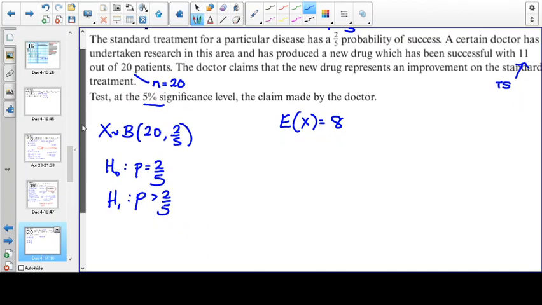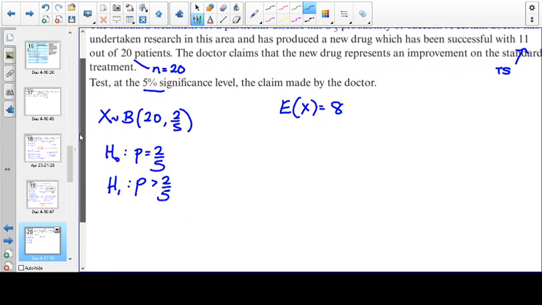So there's two ways. We can either work out the region, or we can use the test statistic. In this case, I'm going to work out the region. First of all, I'm going to work out the minimum number of patients for the doctor to claim that it's been an improvement. So I want to know what value of r gives a probability of less than 0.05.